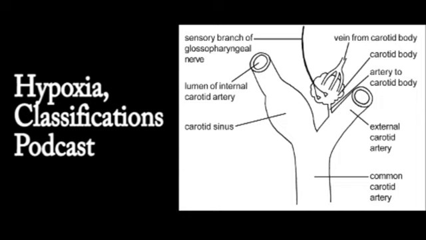Anyway, the last classification of hypoxia is histotic hypoxia. Now, in histotic hypoxia, the blood gets the oxygen to the cells as it's supposed to, but the cells are unable to use it. And this can happen in cyanide poisoning. That blocks the process of respiration. It stops the energy production.